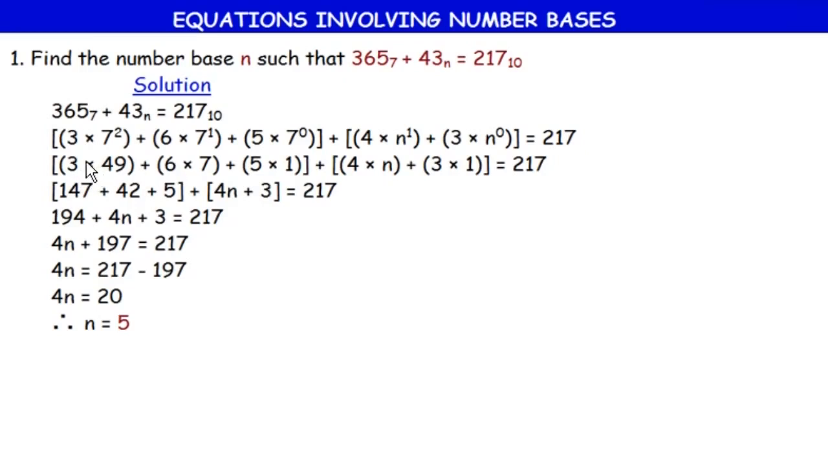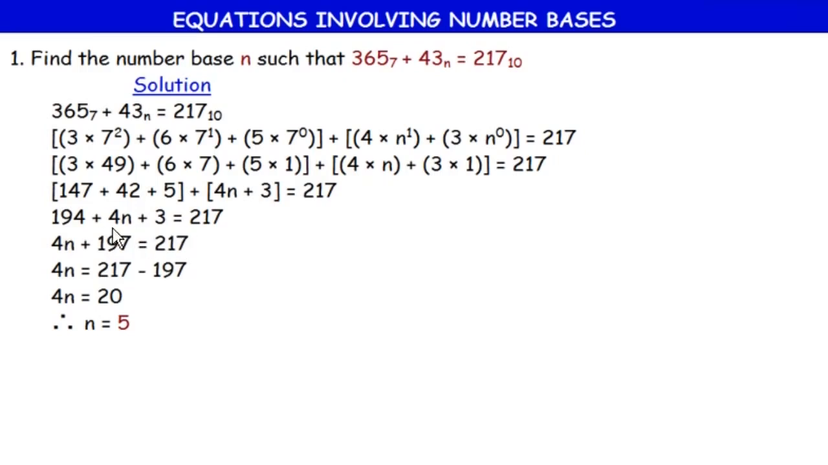Then we are going to multiply and then add, right? So what is 3 by 49? 3 by 49 is 147. 6 by 7 is 42. 5 times 1 is 5. 4 times n is 4n. 3 times 1 is what? Is 3. And everything is equal to 217. Right, so we are going to add everything here. So 147 plus 42 plus 5 gives us 194. And then we add the 4n plus 3 is equal to 217.